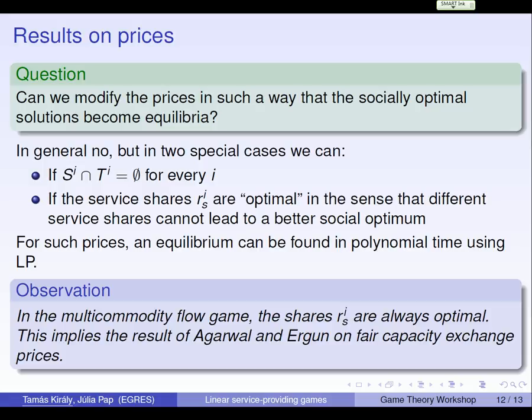And actually, this implies the results of Agarwal and Ergun, because in the multi-commodity flow game, it can be shown that it's this second case. And then we can set the prices optimally.